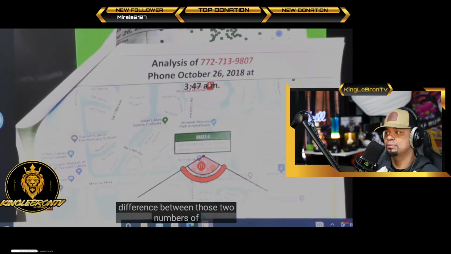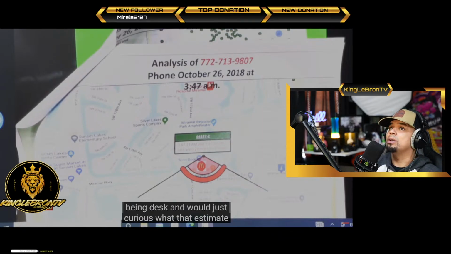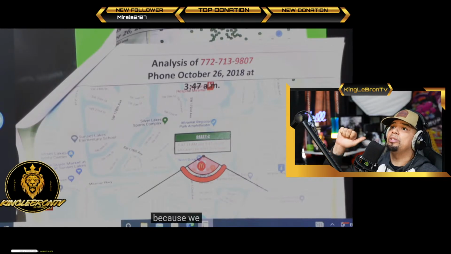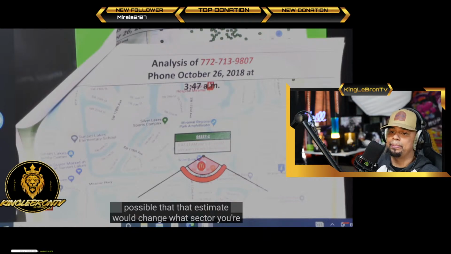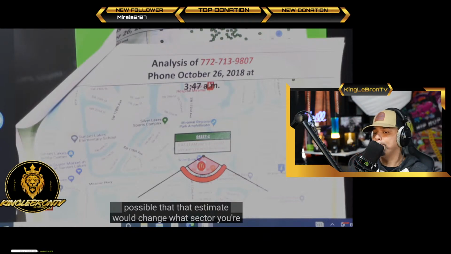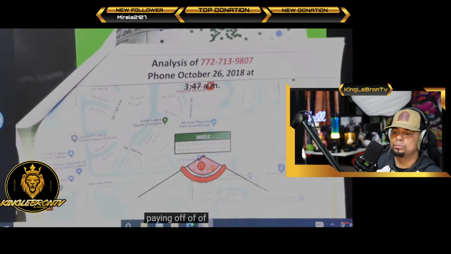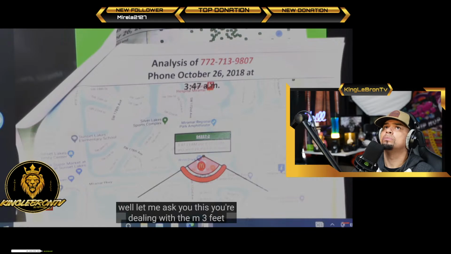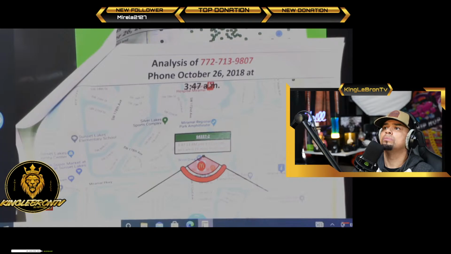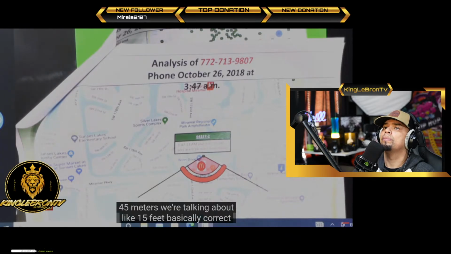Yes. And just curious, would that estimate change, like we talk a lot about in the chat, sectors, let me know y'all can hear, is it possible that that estimate would change what sector you're pinging off of? Possible estimate change percentage depending on. Well, let me ask you this, because if we're dealing with a meter, it's 3 feet 3 inches, correct? Yeah. And if I'm off by 4 or 5 meters, we're talking about like 15 feet basically, correct? That's a little bit more than 15 feet.